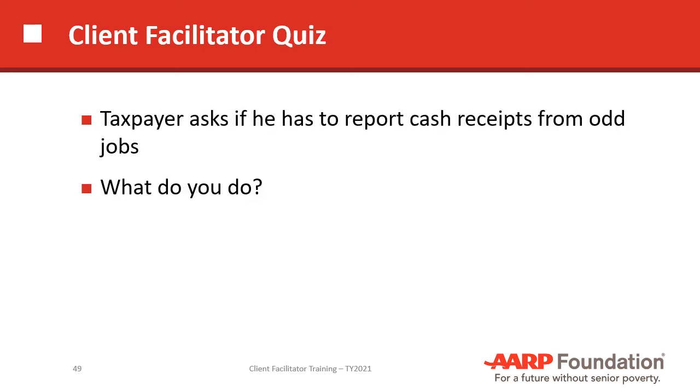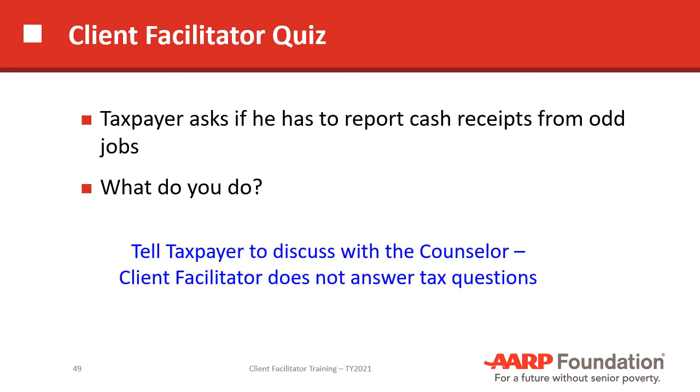Here's a little quiz. Taxpayer asks if he has to report cash receipts from odd jobs. What do you do as a client facilitator? Well, you tell the taxpayer to discuss it with the counselor once he gets set up with a counselor. The client facilitator never answers tax questions unless they are a certified counselor, and some client facilitators are certified counselors. So if you're not certified, you do not answer tax questions. You defer them to the counselor.